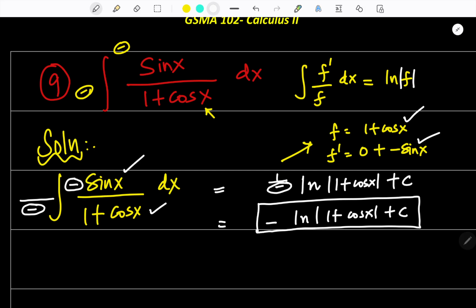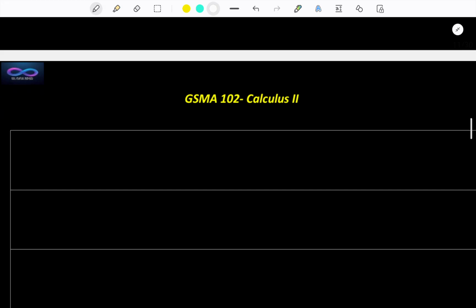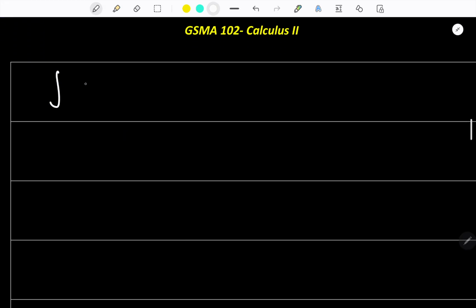Okay, teacher, I cannot remember this formula. I may forget, but I am comfortable with the substitution method. What should I do, teacher? Okay, let's start the substitution method. The integral of sine x divided by 1 plus cosine x dx. Okay, so put u is equal to cosine x.